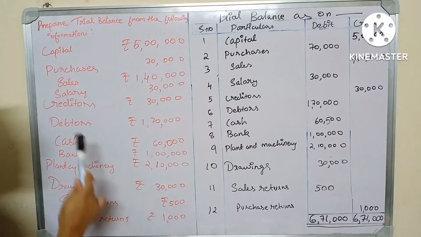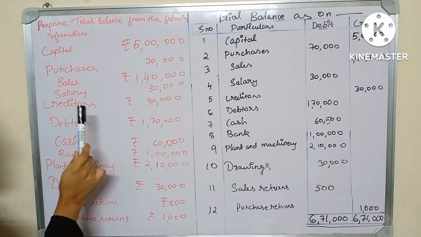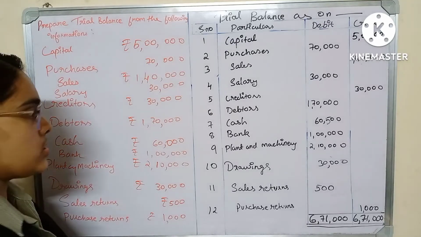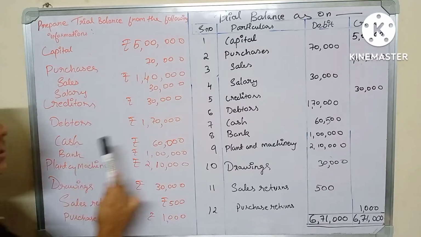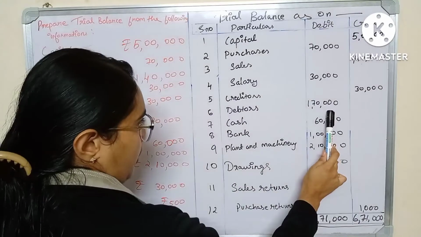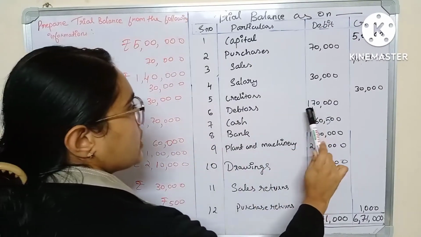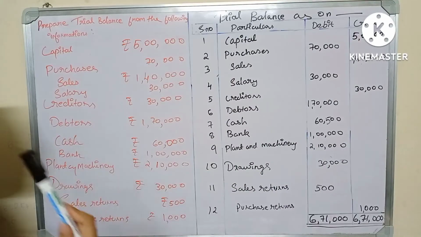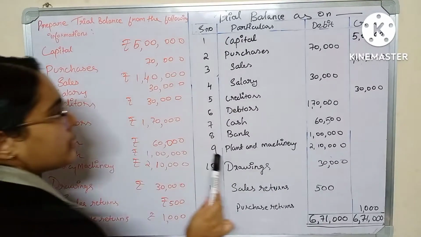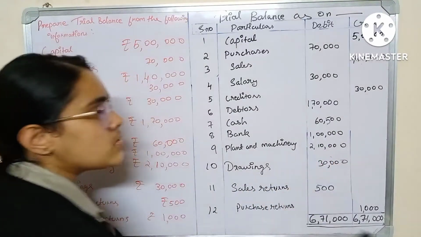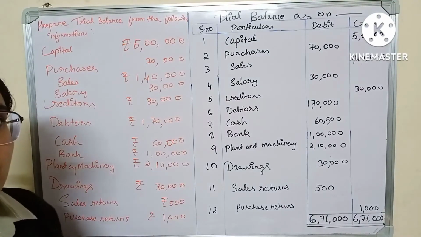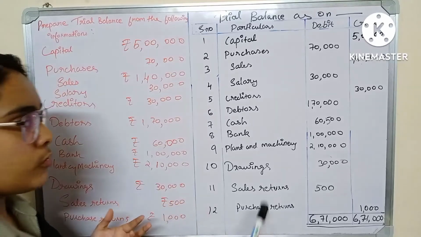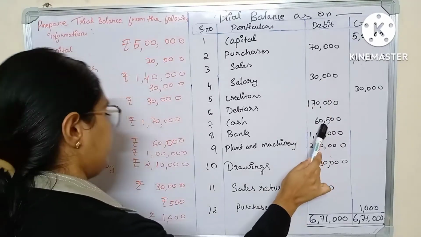Then you have debtors. Debtors are just opposite to creditors. If creditors are your liability, then debtors are your receivables. That means your asset. So where will you write the asset? You will write it on the debit column. The amount is 1,70,000, and you will write it there. Then cash is also an asset. Cash will appear on the debit side. Opening balance will appear on which side? Debit side. So you will write it on the debit column.